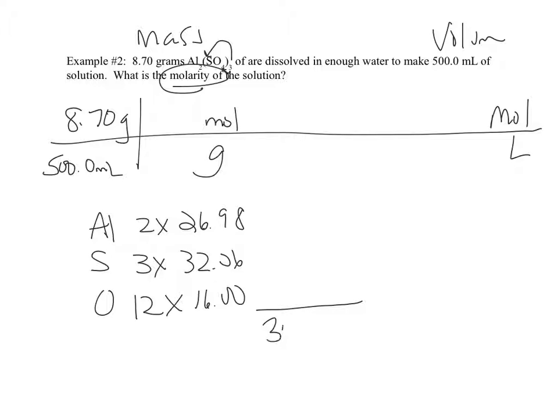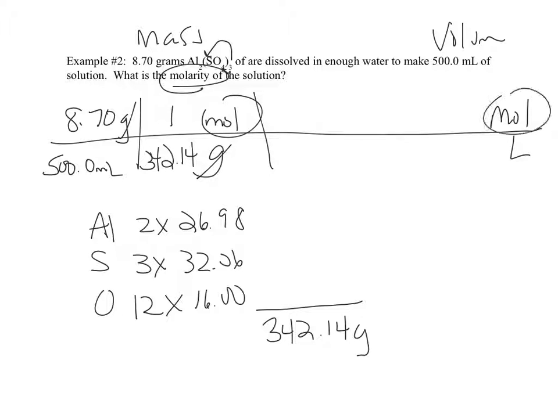I get 342.14 grams. And then that's what goes in my problem for 1 mole, 342.14 grams. So my grams are going to cancel. So that takes care of my moles. They match up. I now have milliliters that I need to get to liters. So since milliliters are on the bottom, I need 1,000 milliliters on the top and 1 liter on the bottom.